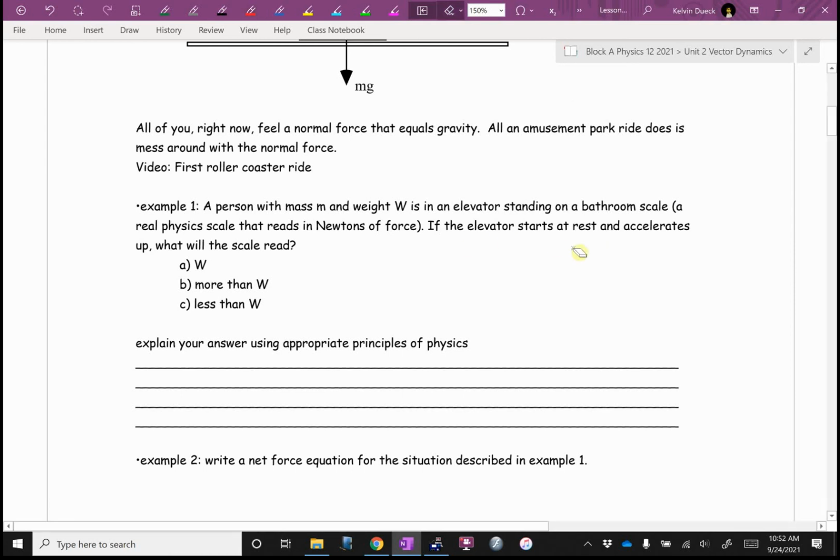If the elevator starts at rest and accelerates up, what will the scale read? W, more than W, or less than W? Once again, we're going to vote. Once again, how high we hold our hand up is how sure we are of the answer. So if you are standing on a bathroom scale, and your mass is m and your weight is big W, if the elevator starts accelerating up, will the scale read W, more than W, or less than W? Who says, Mr. Dewitt, this is easy. You're standing on a scale. It's going to read W. That's what a scale reads, W. No one. Huh. More than.